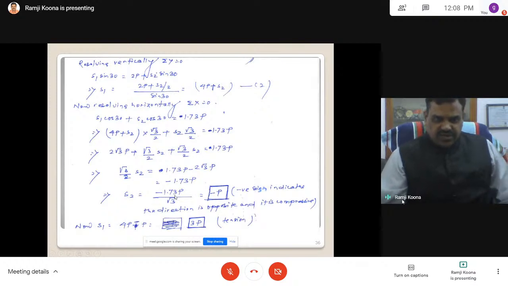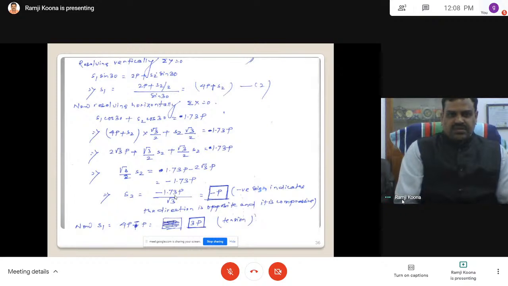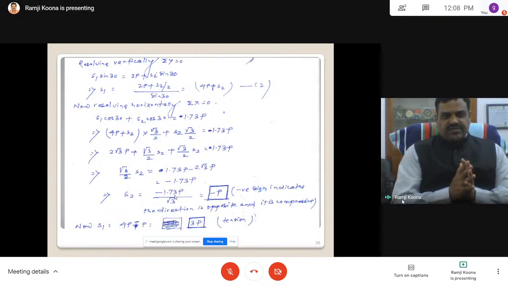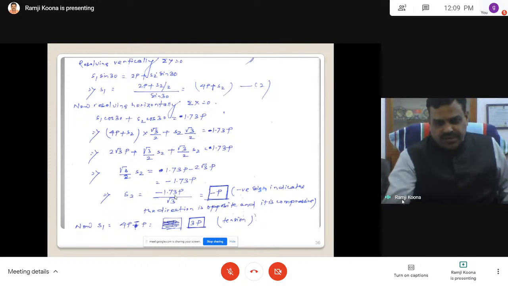Like this we can apply the method of sections. But once again I am clarifying here, method of joints is laborious, but it is useful if you need the internal force in all members of the structure, whereas method of sections is useful when you need the values of specific members. Okay.